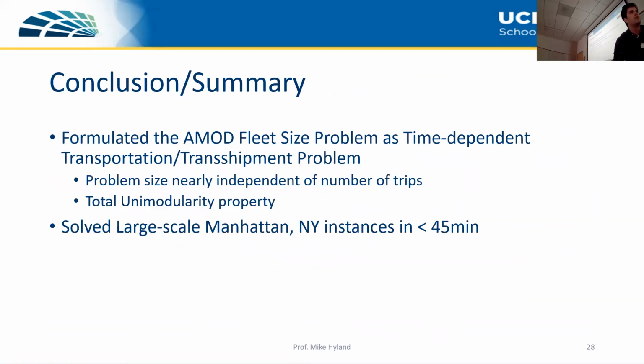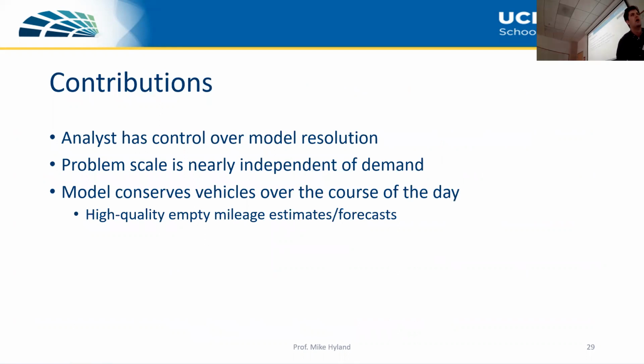Okay, contributions. The analyst has control over the model resolution with this approach, which I think is nice. Another thing I didn't mention is that our problem scale is independent of the number of trips taken in Manhattan. Whether it's 10,000 or 10 million, our problem size is effectively the same, which I think is particularly nice as more people start using these shared mobility services. And then what I just mentioned, we can track the vehicles over the day, and one of the outputs of that is better estimates of empty vehicle miles traveled. All right, thanks for letting me go over a bit, and I'm happy to take any more questions.